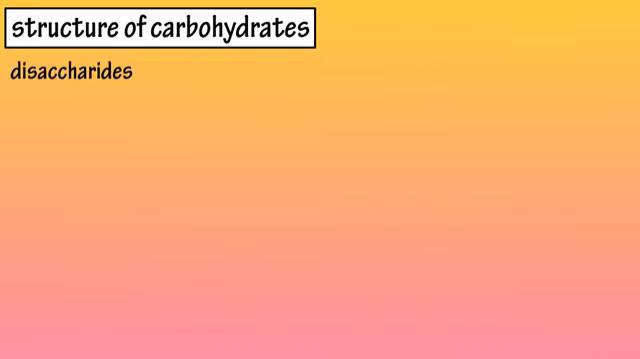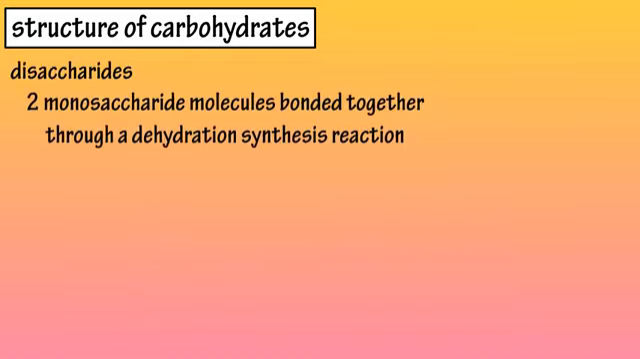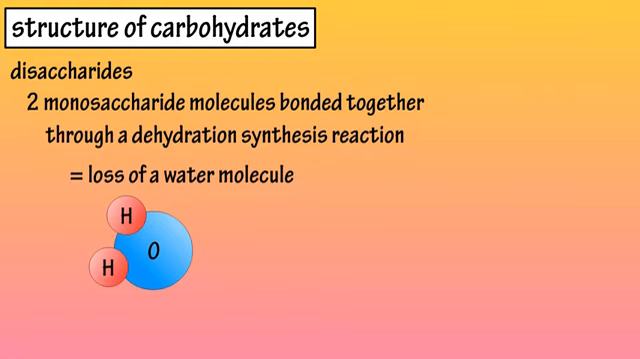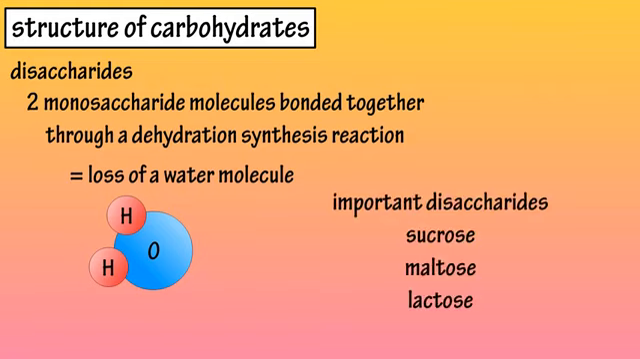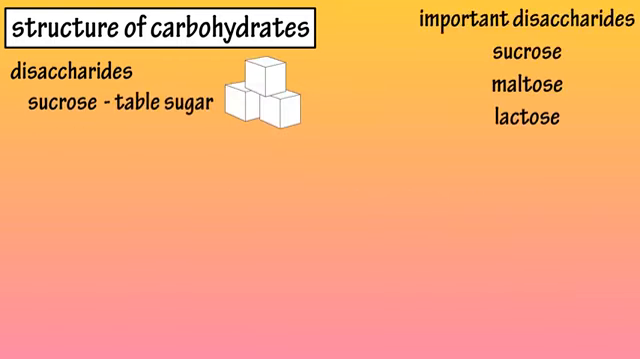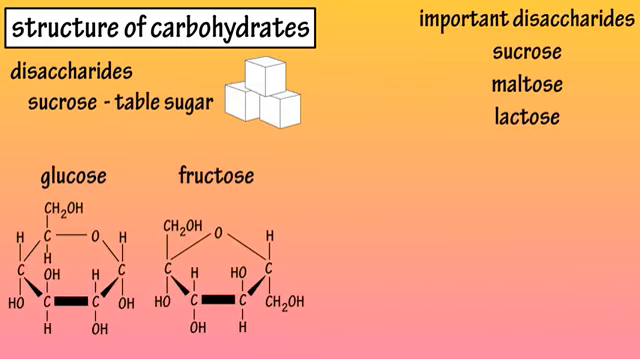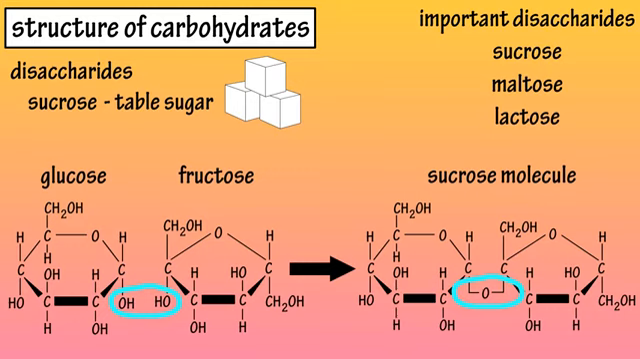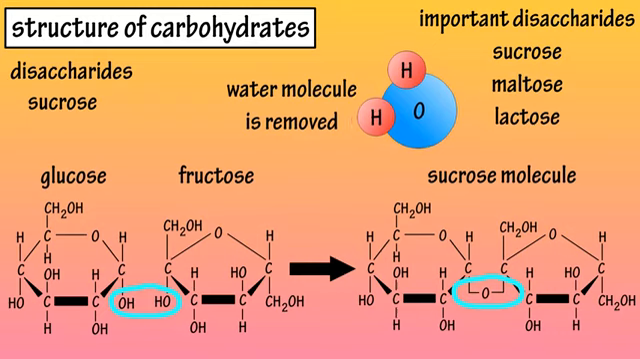Disaccharides, or double sugars, are composed of 2 monosaccharide molecules bonded together through a dehydration synthesis reaction, which results in the loss of a water molecule. Some important disaccharide molecules include sucrose, maltose, and lactose. Sucrose, or table sugar, is formed when a glucose and fructose molecule bond together, as you see here. As this bond takes place, a water molecule is removed.